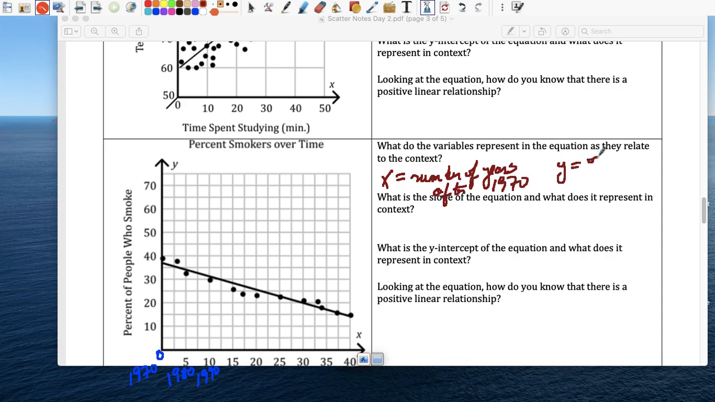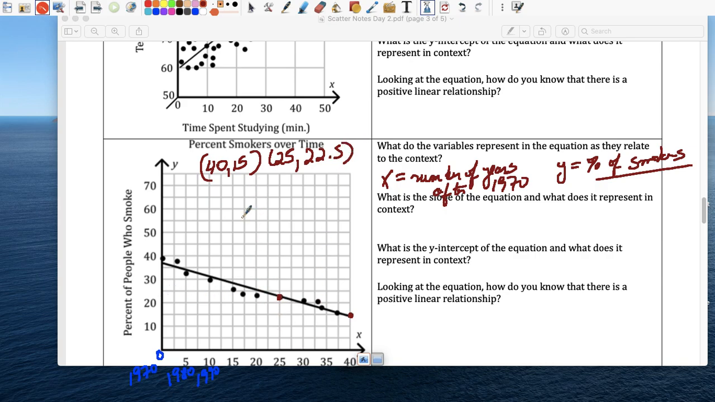X is the number of years after 1970. Y is the percent of smokers. What is the slope? Well, let's find the slope. Let's pick 2 points. Okay, fine. I can use this point, which is 40 and 15. I need one more point. Let me use this one, which is 25 on the x-axis, and that looks like 22.5 on the y-axis. So 25 and then 22.5.